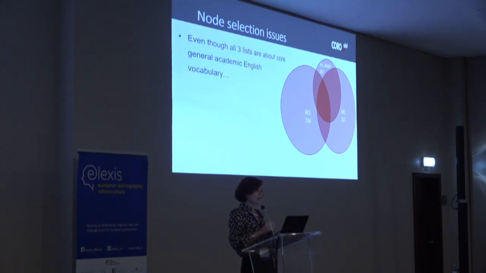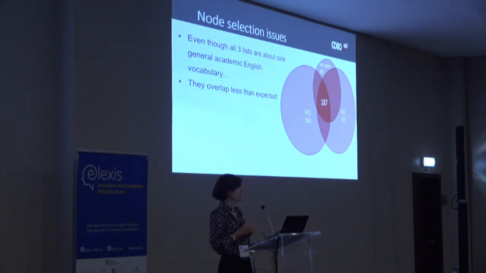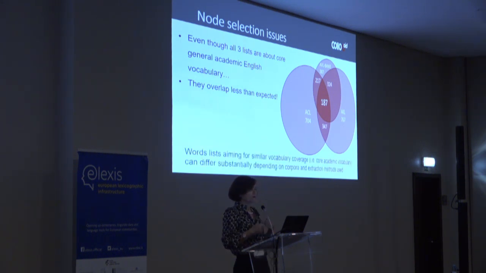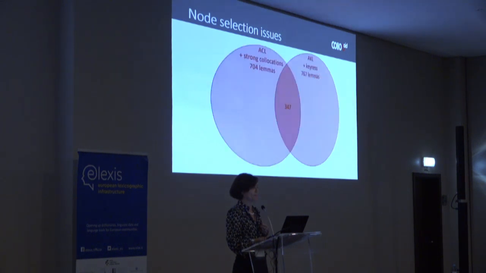Even though all 3 lists are about core general academic vocabulary, they overlap a lot less than expected. Look at this. If you look at all three lists, there are only 187 verbs, nouns, and adjectives in common. And these are the other intersections. So the first lesson: word lists aiming for similar vocabulary coverage, i.e. core academic vocabulary, can differ quite substantially depending on the corpora and extraction methods used.